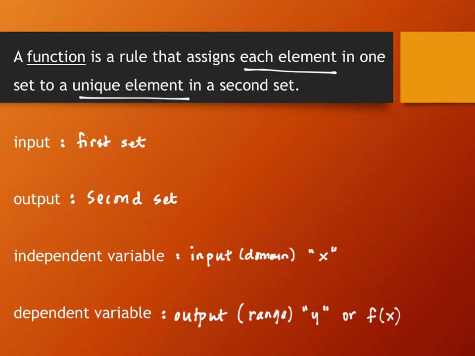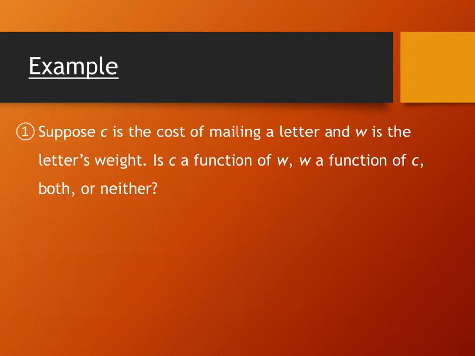For example, and this is my first example, it's mailing of a letter. Everybody have this part written down? C is the cost of mailing a letter, and W is the weight of a letter. Have you ever mailed a letter? Have you ever gone to the post office, bought the stamp, put it on the package, or sent something UPS? This is the idea. The question is: is C a function of W? Is W a function of C? Both or neither?